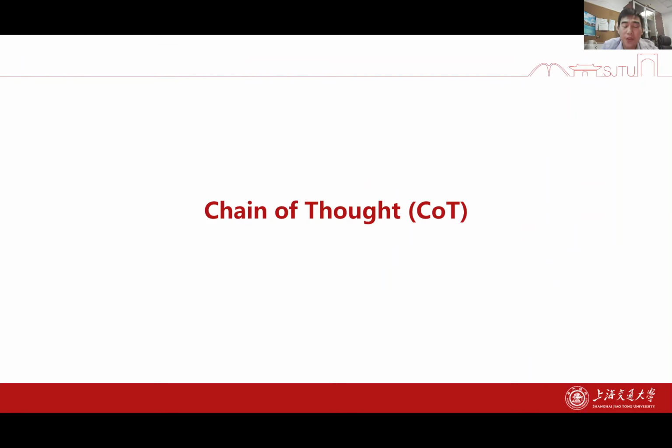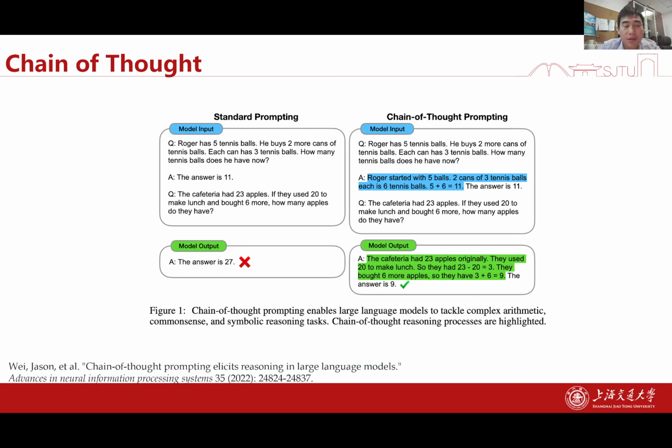The second phenomenon I think is very interesting is the chain of thought. Of course, there are many other phenomena, but we will not go into too much. This chain of thought is also very similar to humankind. So consider we are going to do a math problem. Here's an example. Roger has 5 tennis balls. He buys 2 more cans of tennis balls. Each can has 3 tennis balls. How many tennis balls does he have now? The answer is 11.